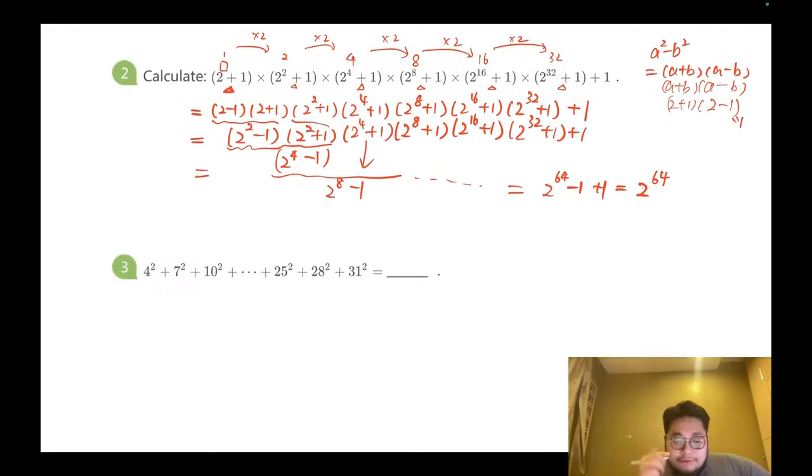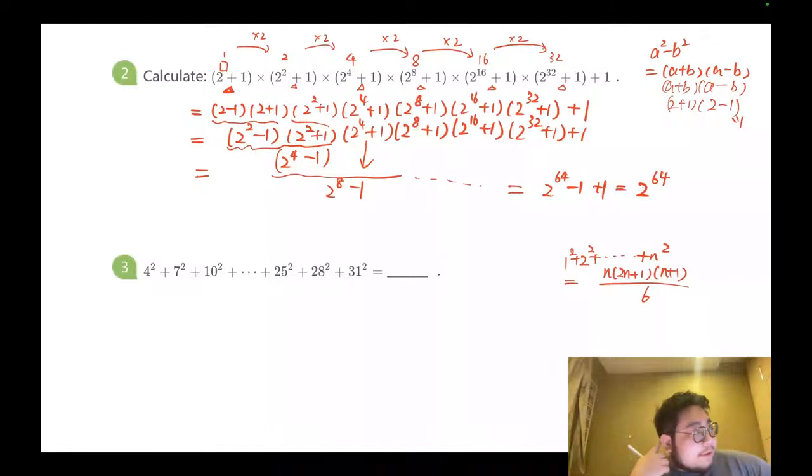About question three, firstly, you need to find out, actually, I have a lot of square numbers plus together. That means maybe I want to use the formula: 1 squared plus 2 squared plus up to n squared equals n times (2n plus 1) times (n plus 1) over 6. So I want to use this formula.